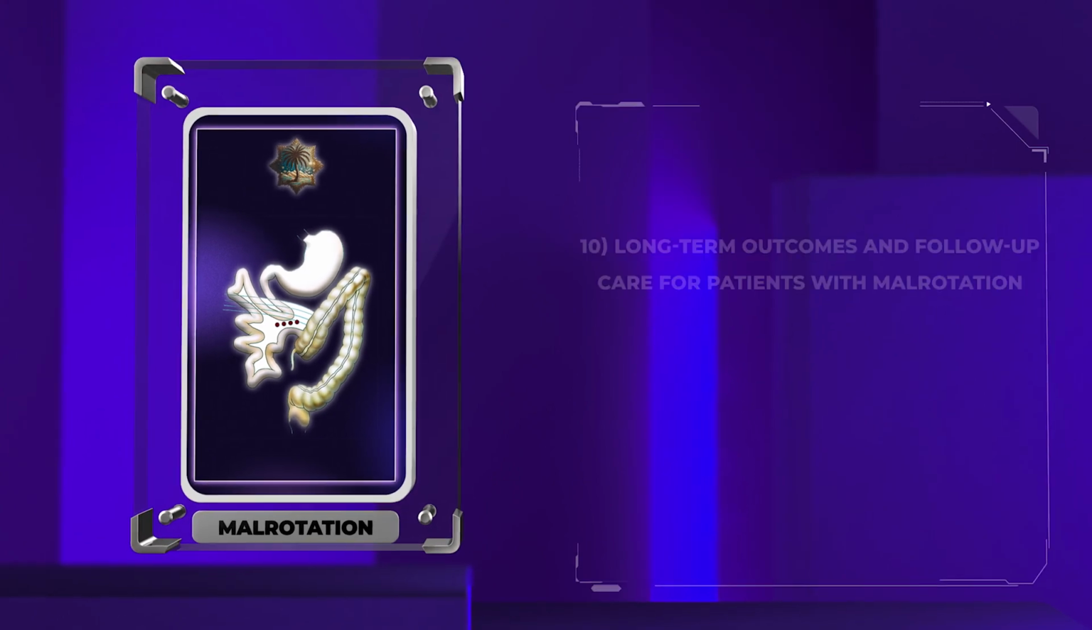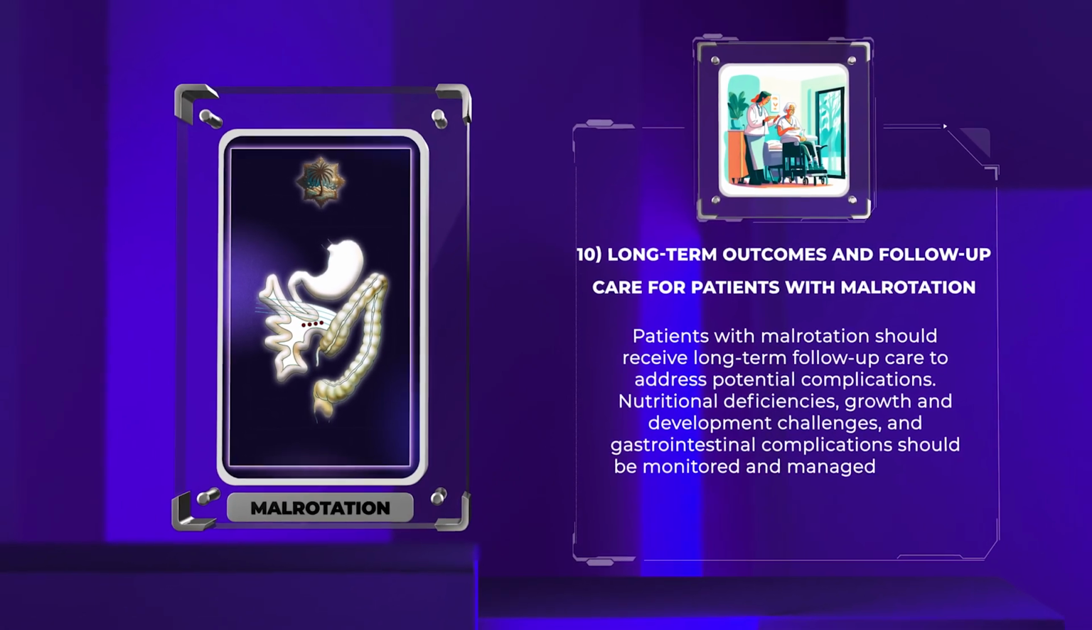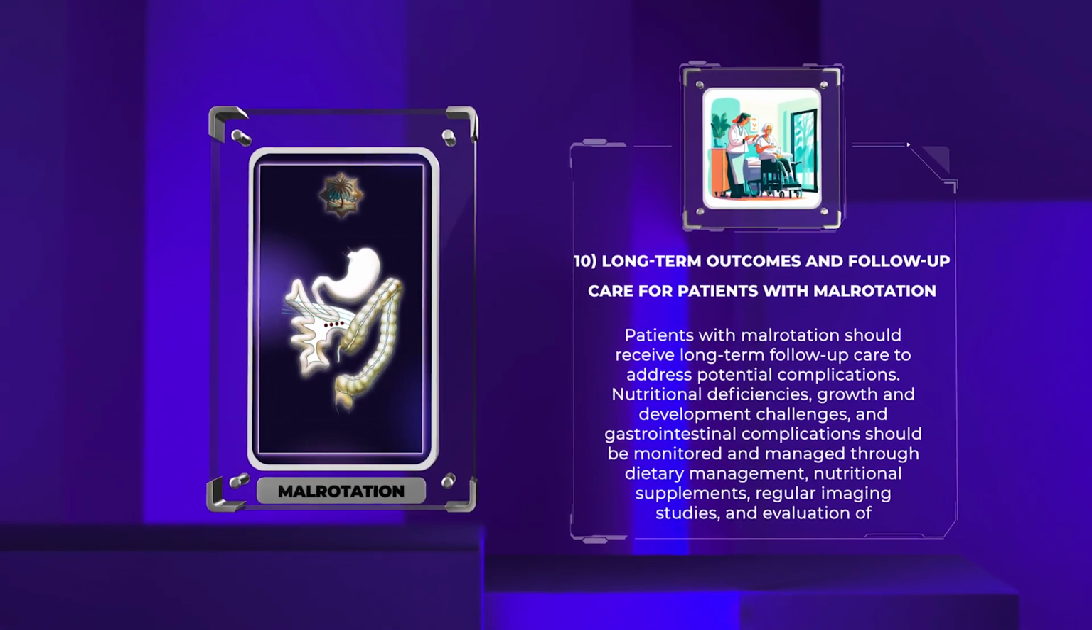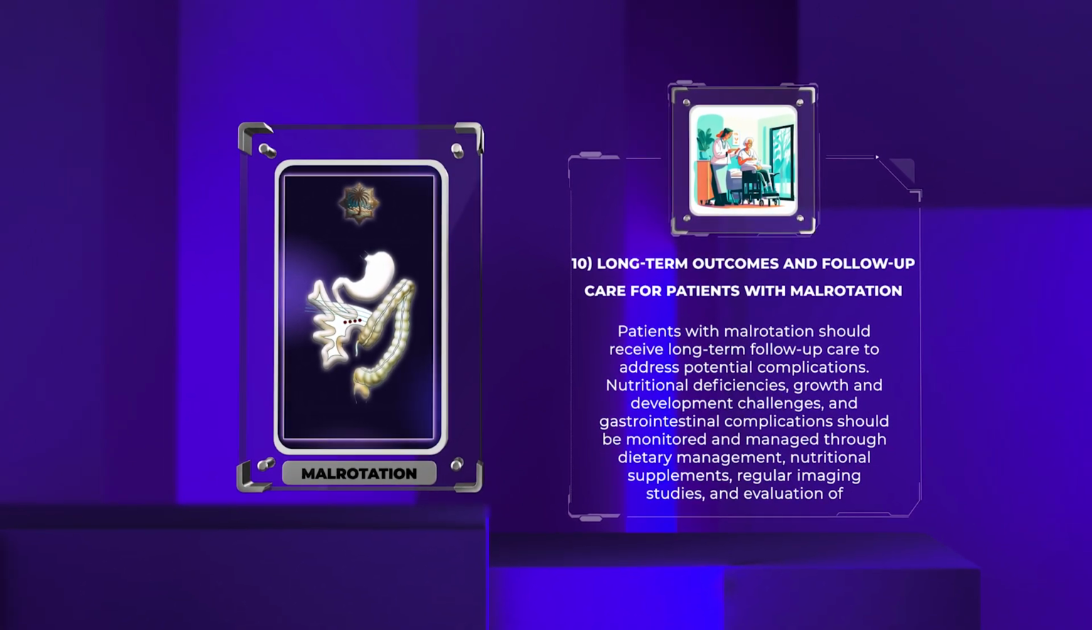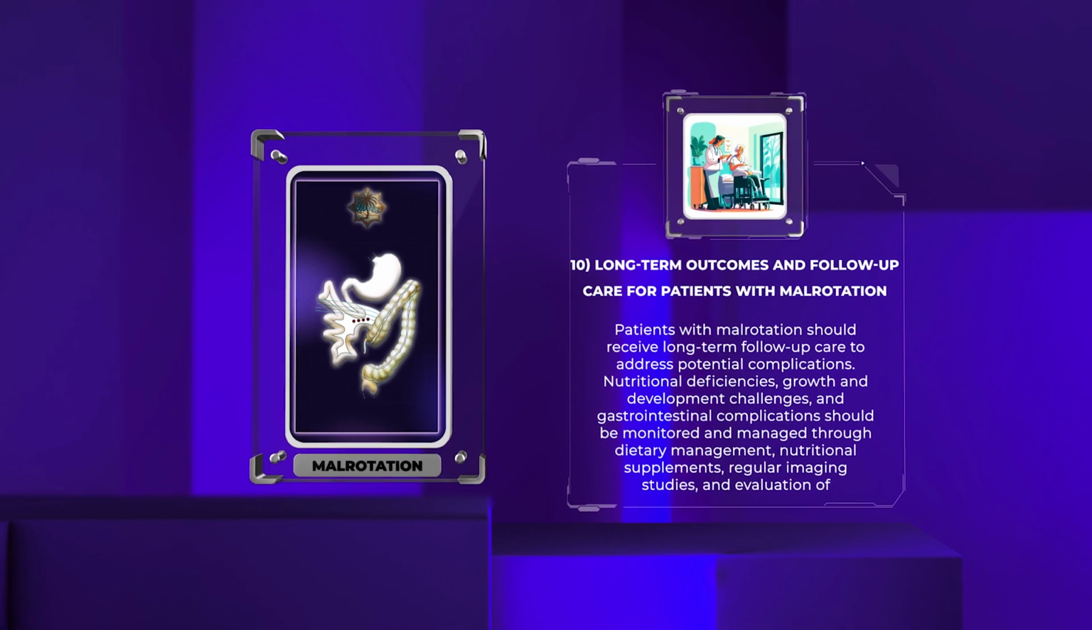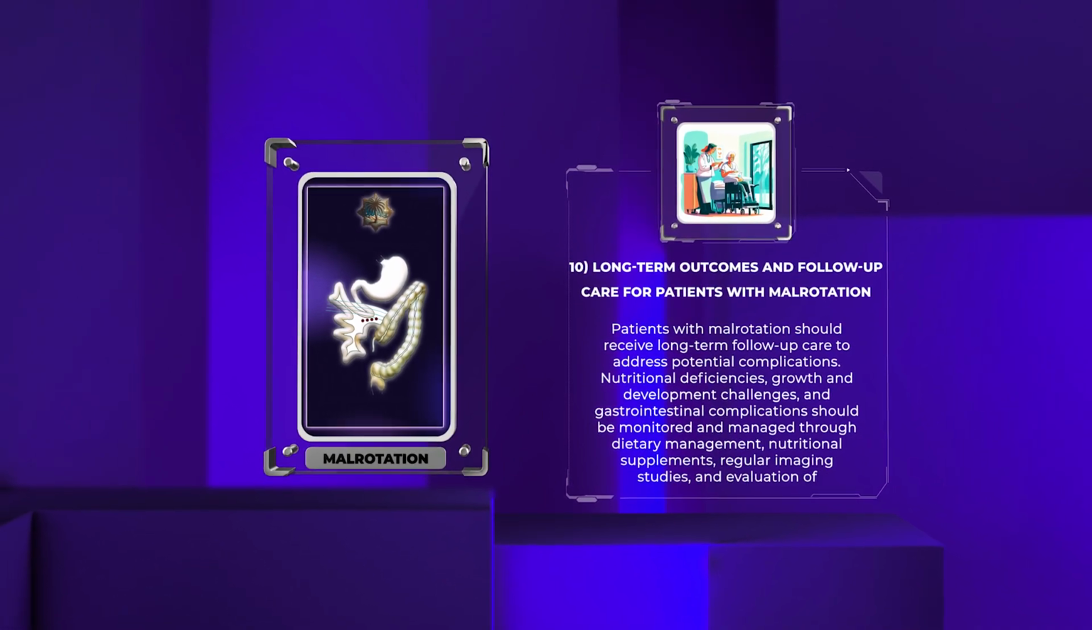Patients with malrotation should receive long-term follow-up care to address potential complications. Nutritional deficiencies, growth and development challenges, and gastrointestinal complications should be monitored and managed through dietary management, nutritional supplements, regular imaging studies, and evaluation of gastrointestinal function.